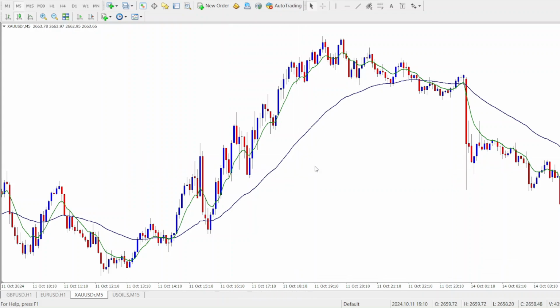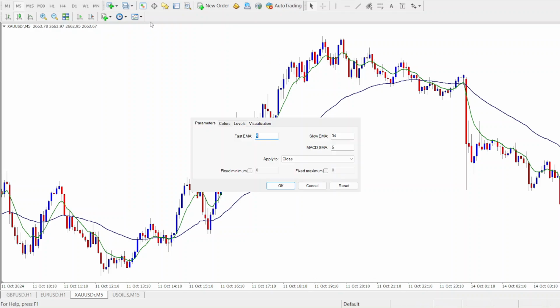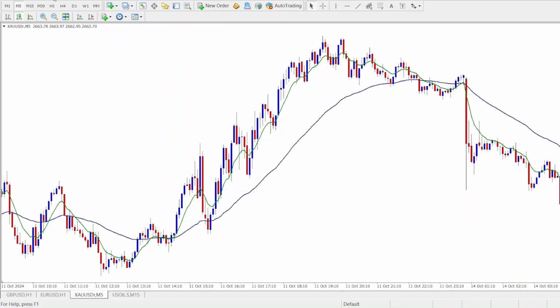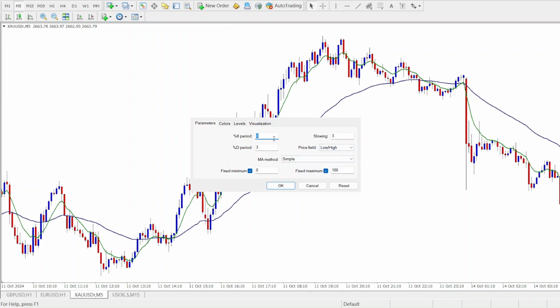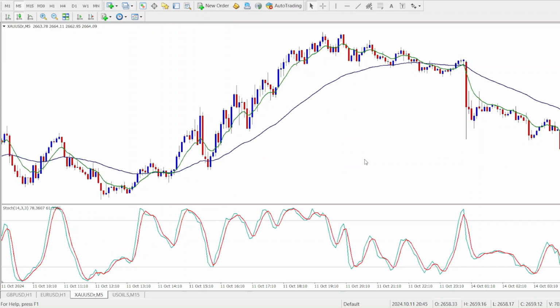So the next key indicator on our list is the stochastic oscillator. So we're going to add on the stochastic oscillator to our chart. And the settings we're going to use is 14, 3, and 3. We're going to add it to our chart.